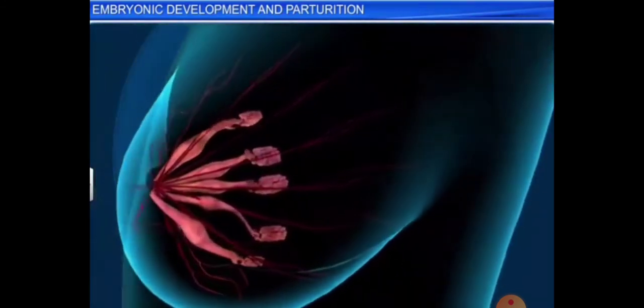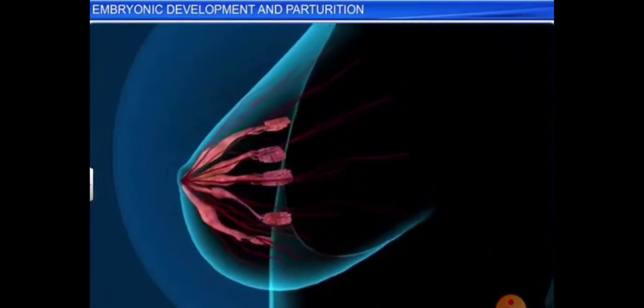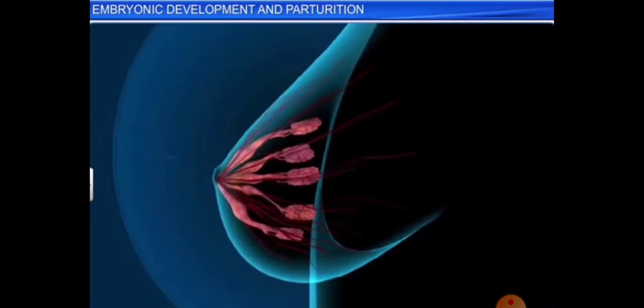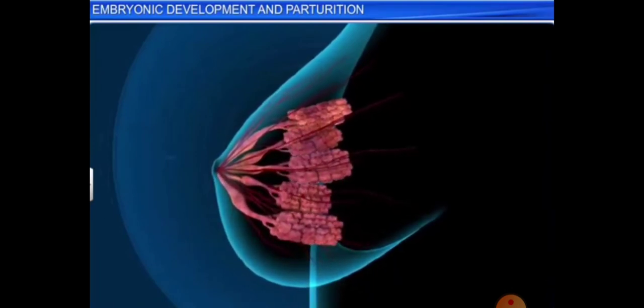Hormonal changes also cause the cells of the mother's mammary glands to differentiate, resulting in these glands producing milk by a process called lactation towards the end of the pregnancy.